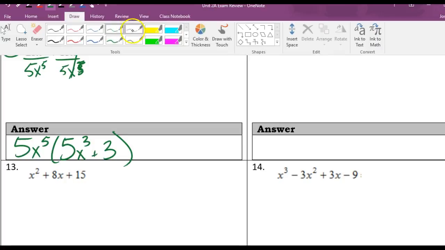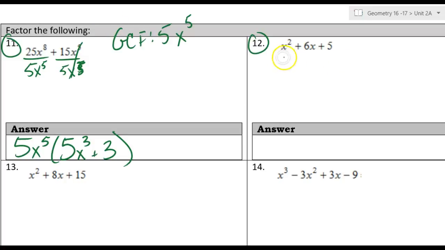Now in number 12, again, we want to start with the greatest common factor between the 1, the 6, and the 5. There is no greatest common factor. So then we go to how many terms there are. I have 3 terms, which makes it a trinomial. If I have a trinomial, I want to identify what my A is, what the B is, and what C is. Now A looks like it's missing, but we have to remember there is a 1 there.